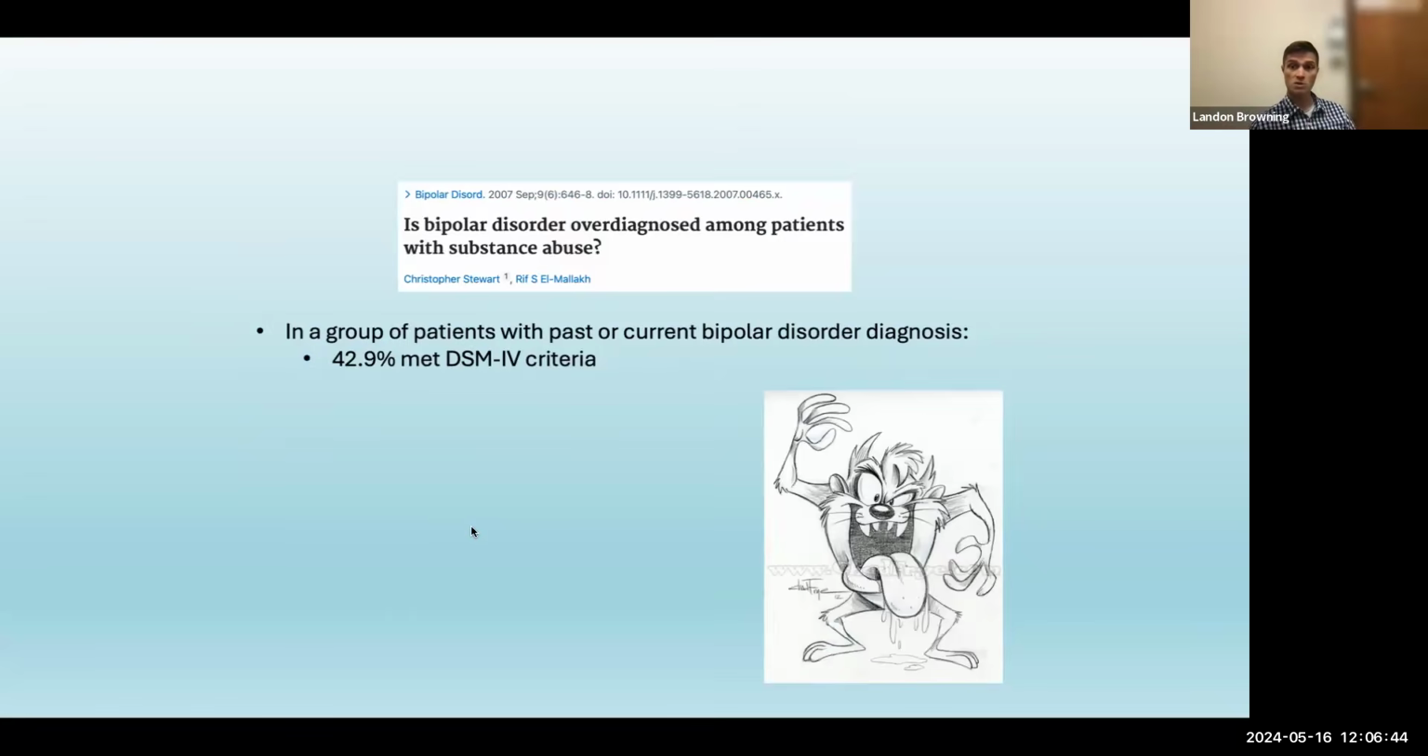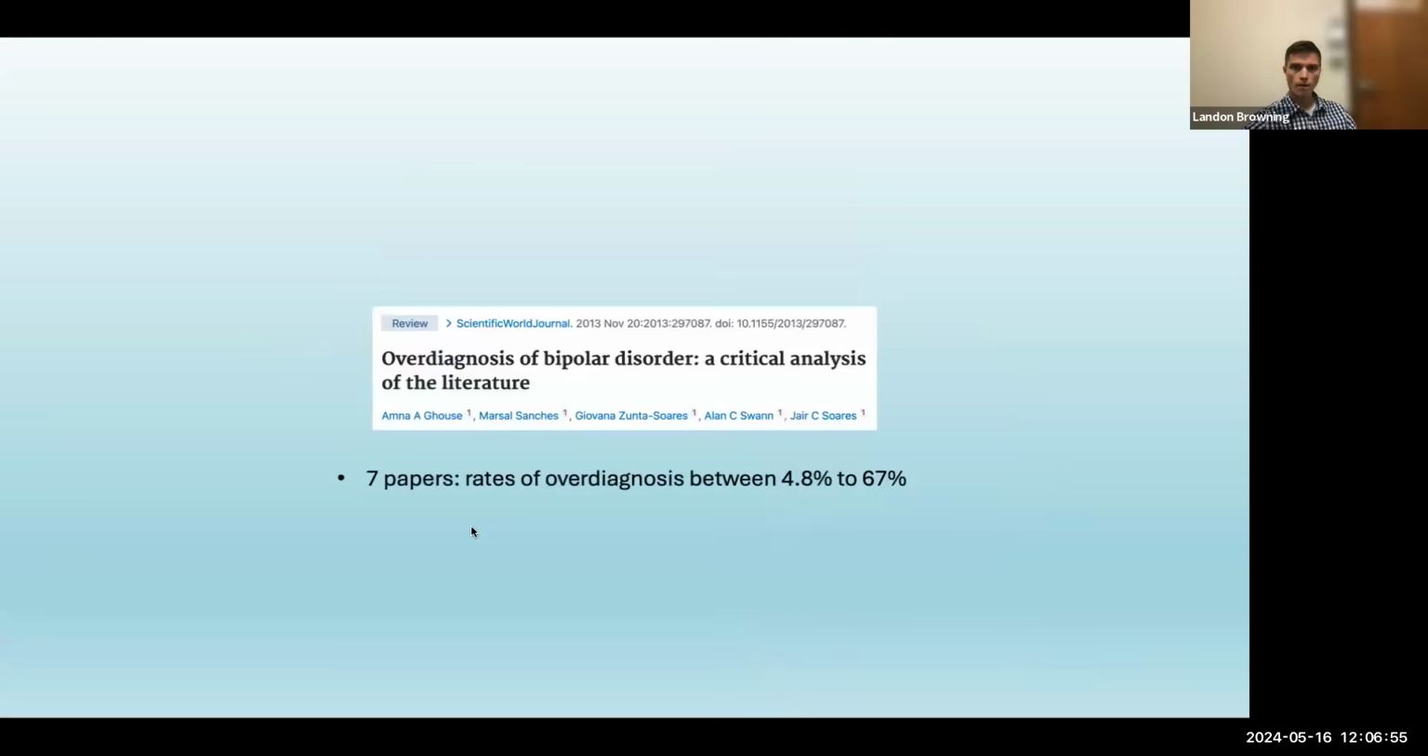The study demonstrates that patients with substance abuse may frequently be misdiagnosed by psychiatrists as having a bipolar mood disorder. Another paper, 2013, reviewed 7 papers that looked at overdiagnosis and said that they range from 4.8 to 67%. They had some interesting conclusions. They explained the evidence suggests that while clinicians' diagnosis has a high negative predictive value, meaning if you don't think they have it, then they probably don't, its positive predictive value is relatively low, meaning that if you think they have it, it's not very certain that they do.